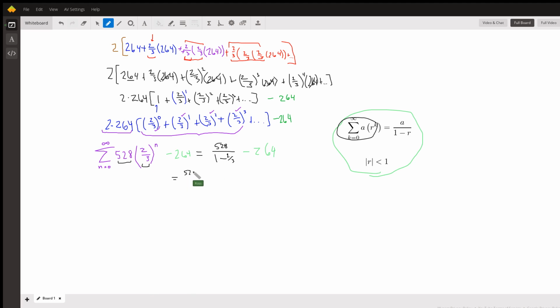So 528 divided by 1/3, which is the same as 528 times 3, which is equal to 1,584. I'd love to say I did that in my head, but I did it earlier. And then the only other thing I need to do is make sure to subtract the 264. And when I do that, the final answer I get is 1,320 feet.